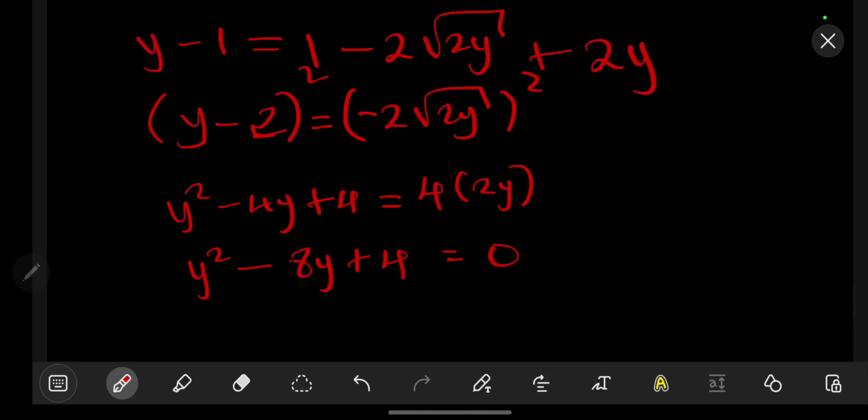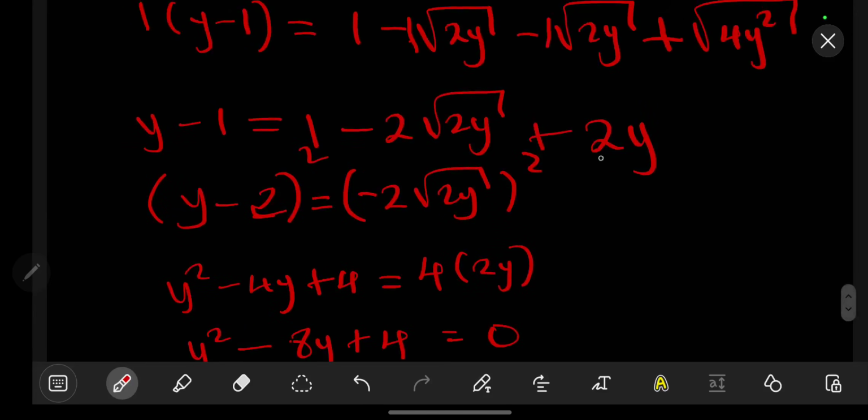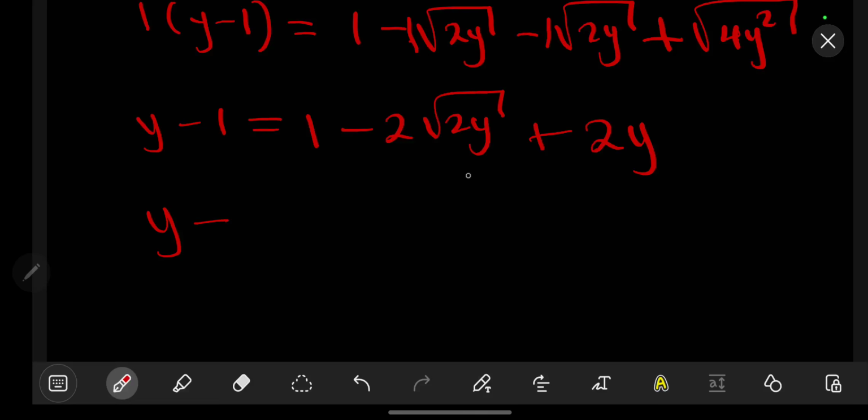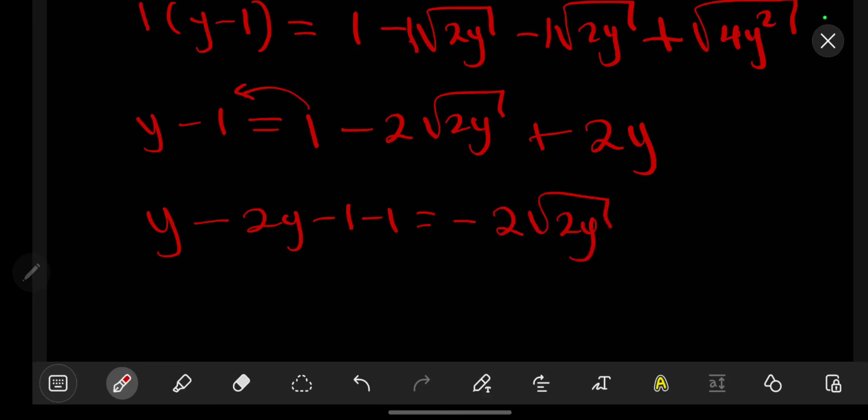Then let us simplify by taking everything this side, so it will be, okay, sorry, there's a mistake, we are forgetting this value, so let's take it a bit back. So which value are we forgetting? So let's begin from here. So we have our y, let's take this y this side, we have a y minus 2y minus 1, we take the 1 this side, minus 1 should be equal to negative 2 square root of 2y, like that.